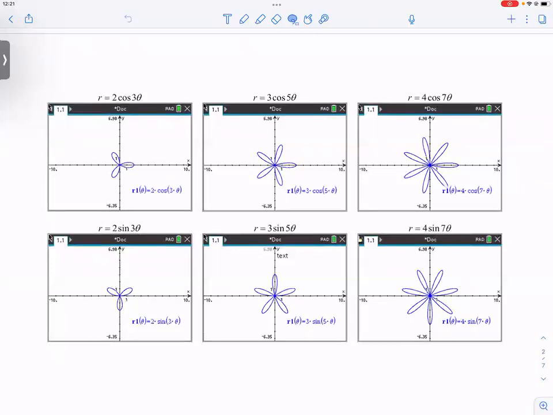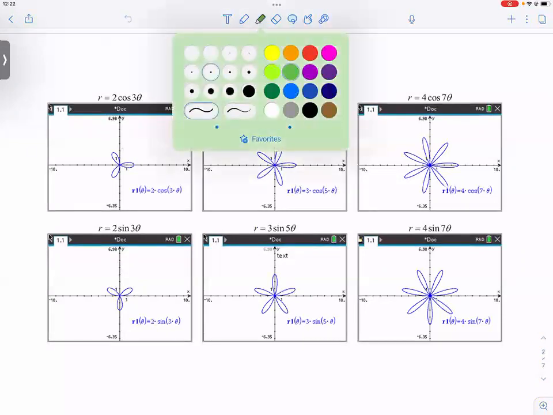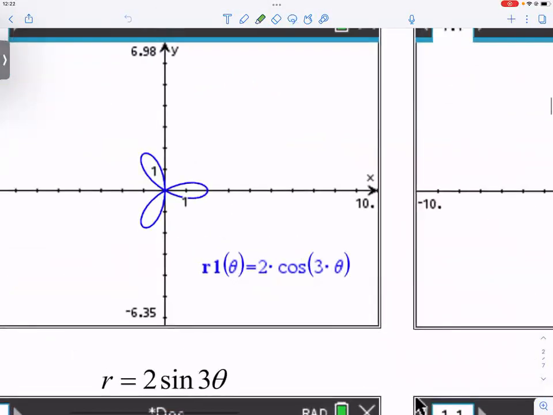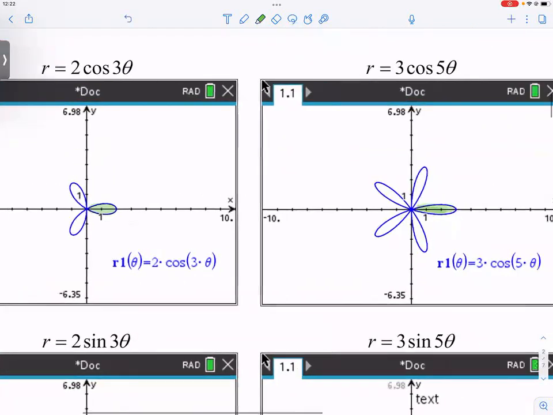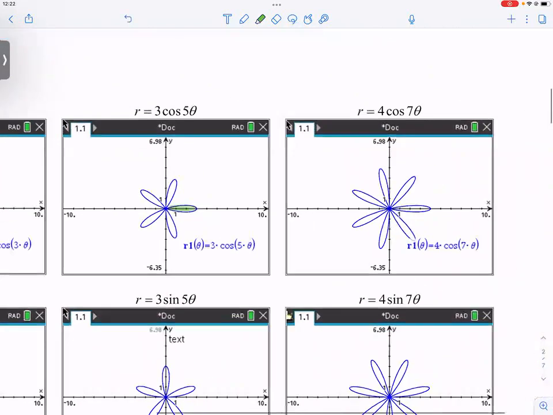Now, if you look at the first three graphs, the top three graphs, you can find something consistent. What's the something that's consistent for the top three graphs? Yeah, at least one of the petals. And let me go ahead and use green to highlight the petal that's on the axis. And they are very consistent. They're all on the positive x-axis.